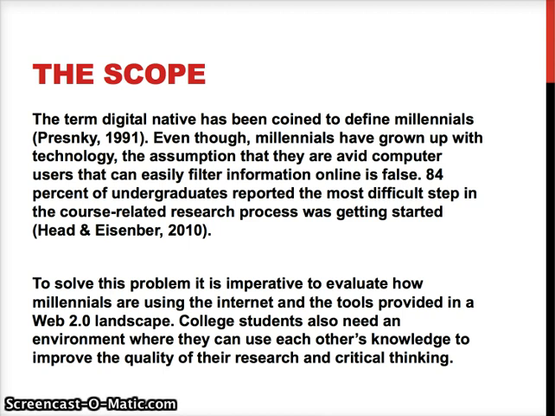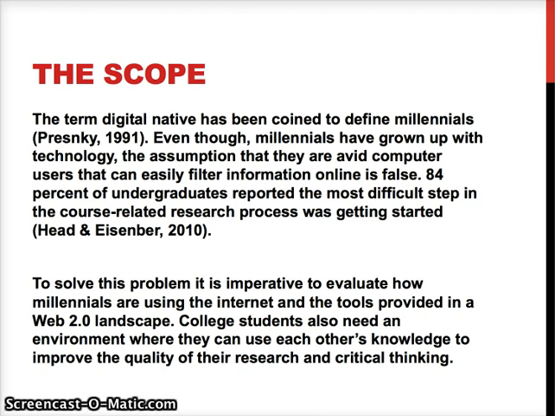84% of undergraduates report that the most difficult step in the course-related research process was just getting started. And I can attest to this completely in my honors class where I had to research Utopian Societies. I had to pick a society and write a 10-page paper from scratch, using tons and tons of primary sources. And I had no idea where to get started.